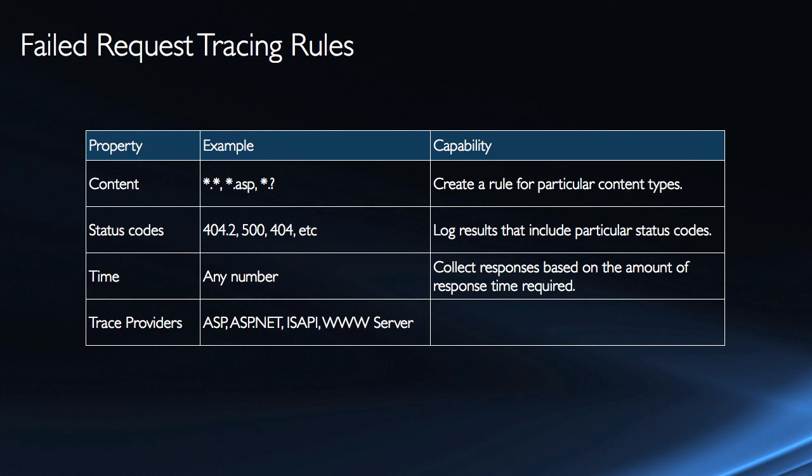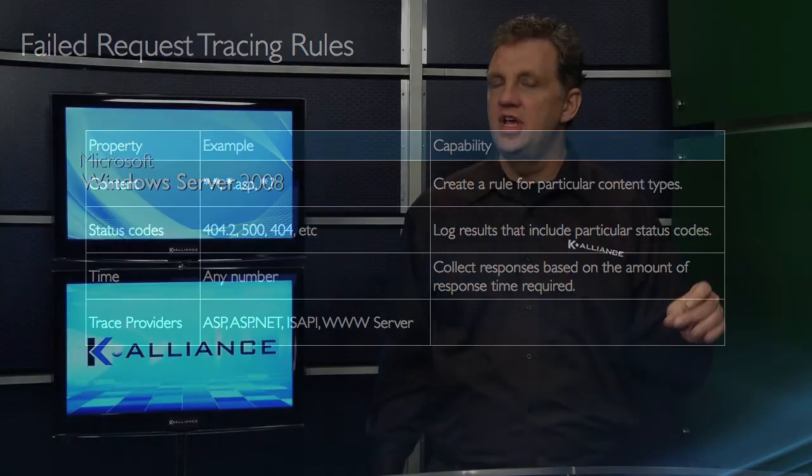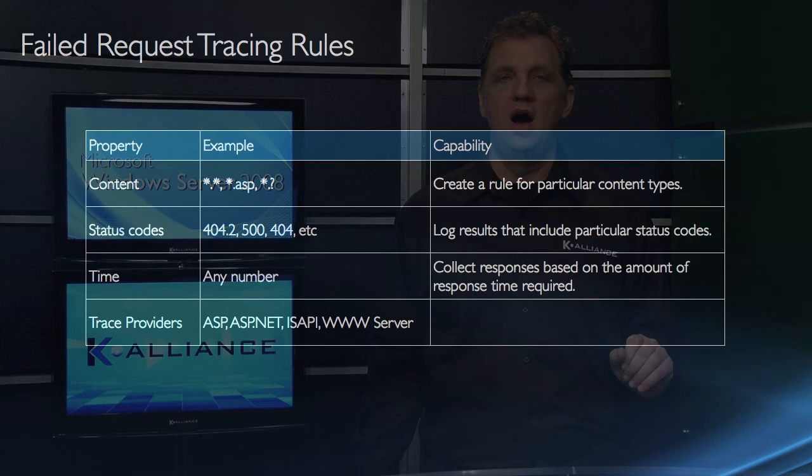Secondly, status codes, and these can be as simple as error messages. So what we want to look at to do here is to log the results that include particular status codes. So we know not only there was a problem, but a little more information about what kind of problem and what kind of solution we might have to that particular problem.